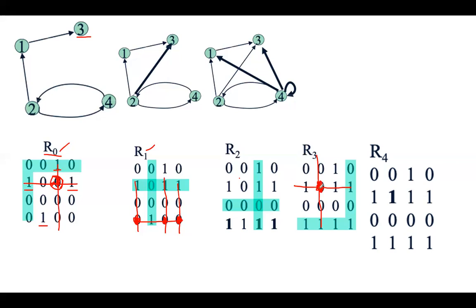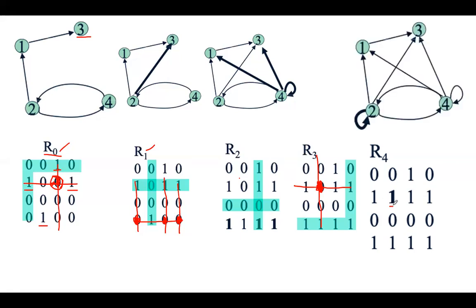These two will intersect at this point, so that will become 1. Is it clear? That will become 1. What does this one indicate? That from the second vertex, I can reach the second vertex. Okay, from the second vertex, I can reach the second vertex. So this is the final graph.